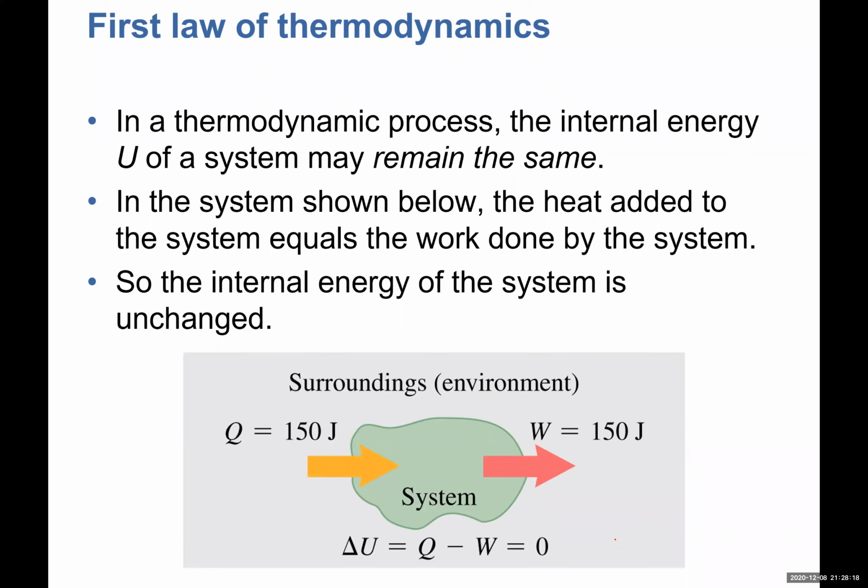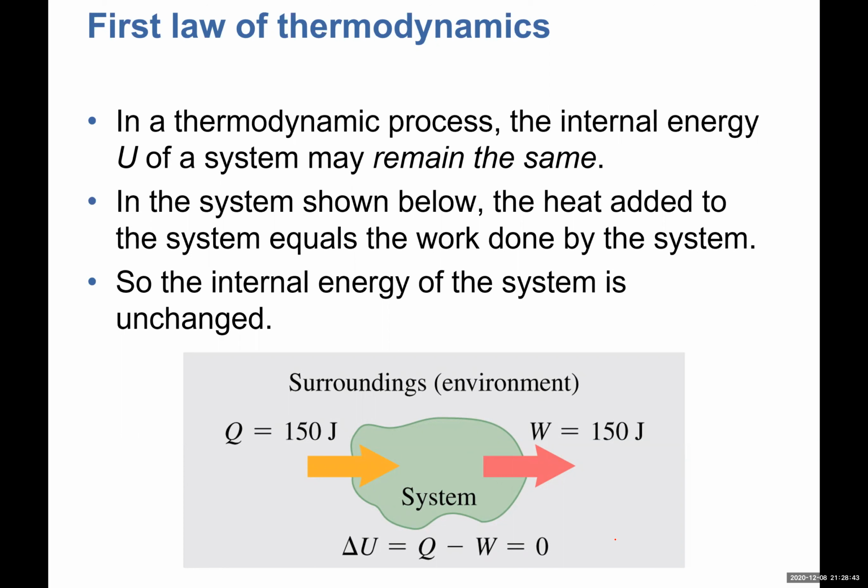So in a system shown below, the heat added to the system equals the work done by the system. So the internal energy of the system is unchanged. This generally happens when you have an isothermal process. Remember, isothermal process, you have exactly the same temperature. Well, if your temperature doesn't change, your internal energy doesn't change, which means that the same amount of energy was transferred into the system and out of the system.